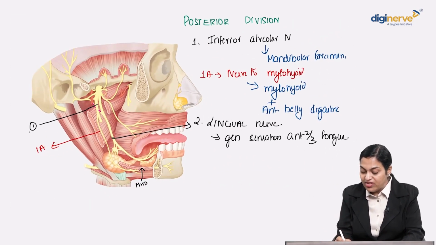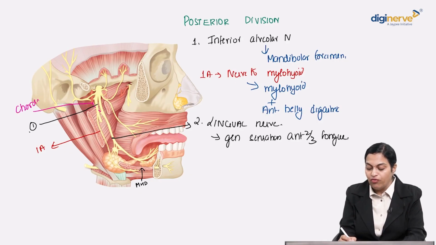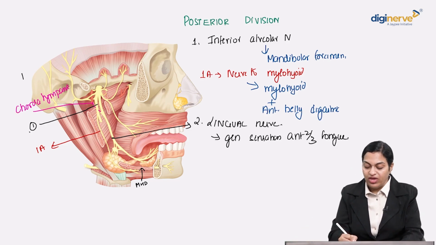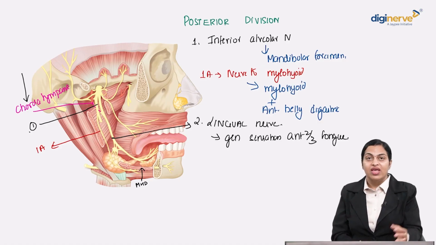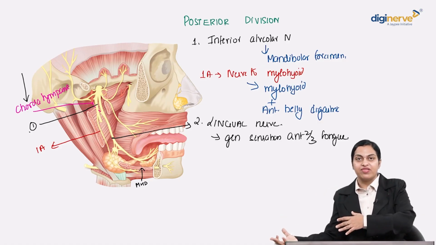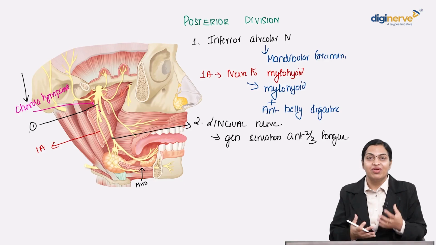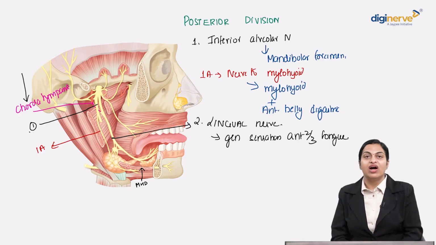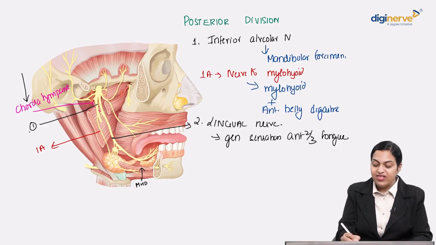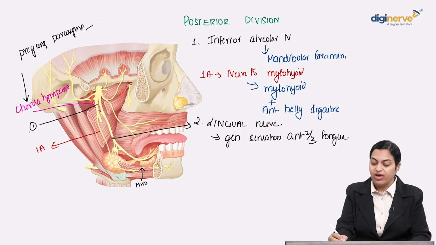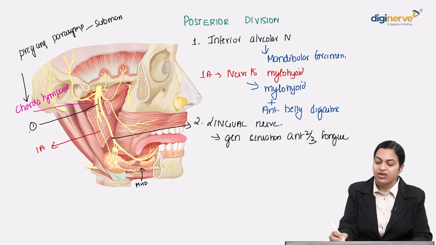This one, shown in pink color, is the chorda tympani branch of the facial nerve, right? You know what it does? It hands over its fibers, all the fibers it carries, to the lingual nerve at this juncture. It carries the preganglionic parasympathetic secretomotor fibers for the submandibular and sublingual salivary glands.